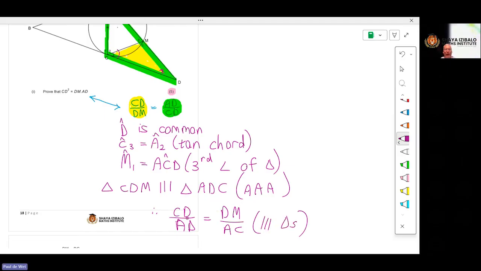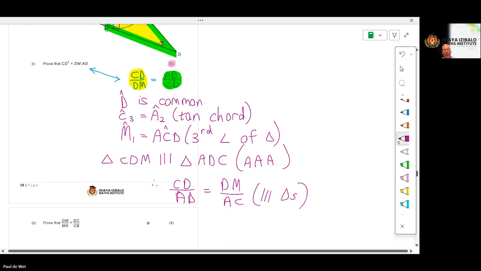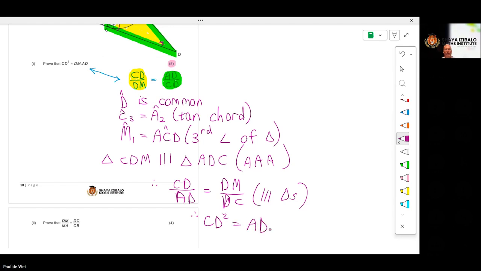Yep. And then finally, sorry, I think I've messed this up. CD over AD is DM over DC. Sorry, DC. Then we can. So CD squared equals AD times DM. Aha, DM. Okay.